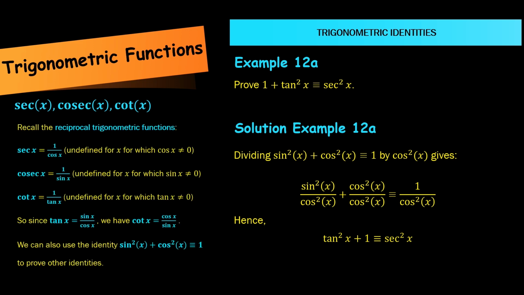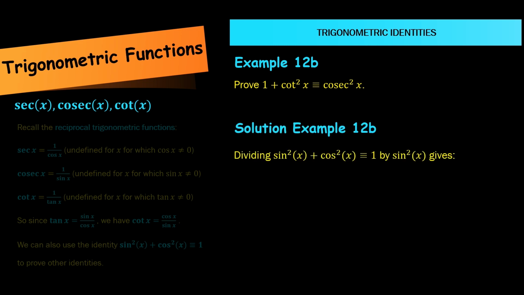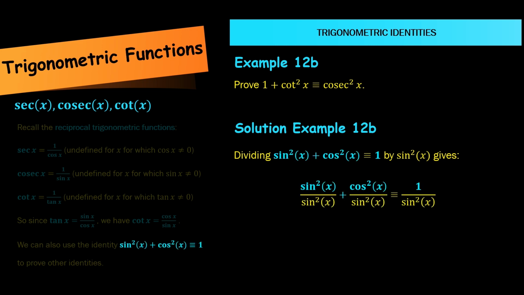Now let's solve part B. We are required to prove that 1 plus cot squared x is identical to cosec squared x. So let's solve this. We're going to begin by dividing sine squared plus cos squared is identical to 1 by sine squared, as shown.